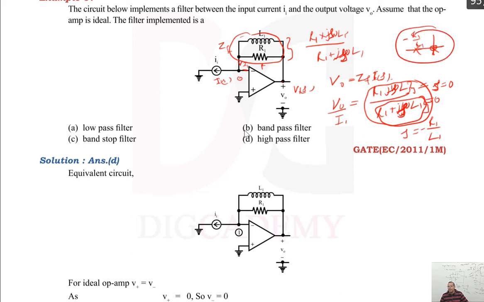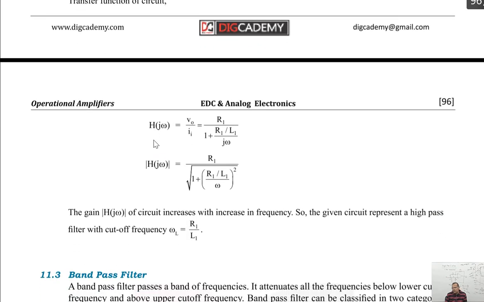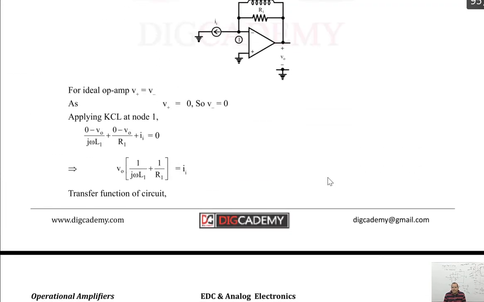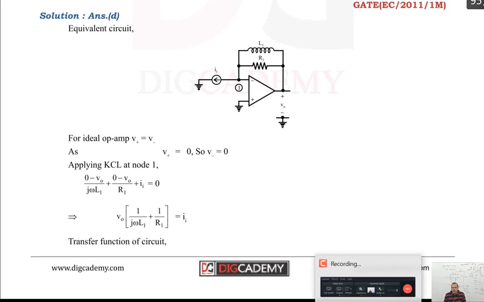This is the pole zero diagram, which is nothing but a high pass first order filter. So the answer is D. And these are the examples based on the high pass filter, which were questions in GATE in the past, and that finishes your high pass filter.